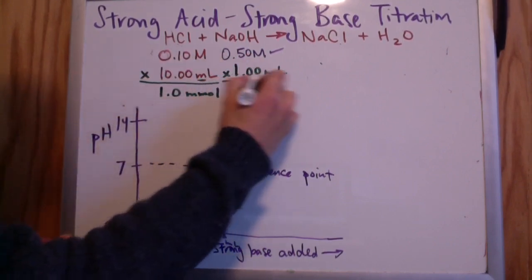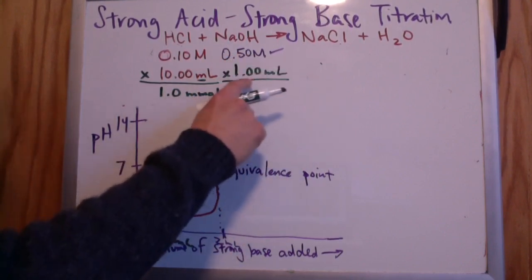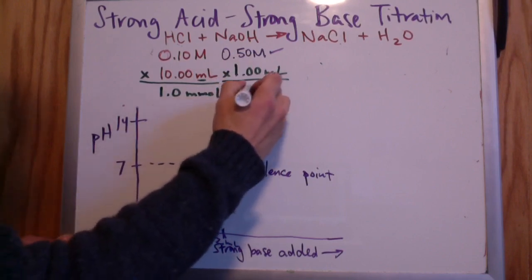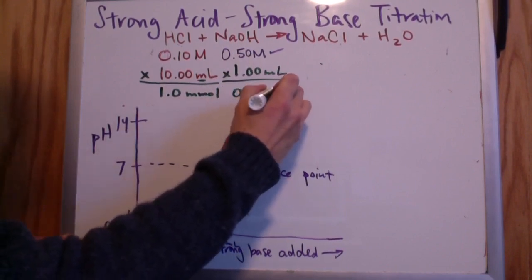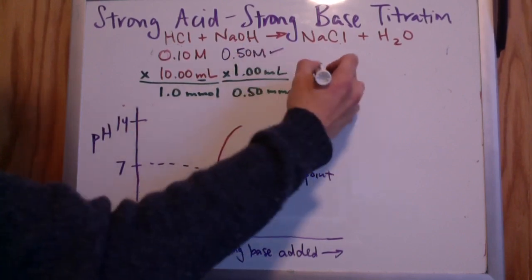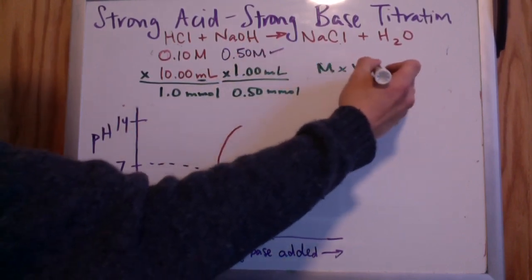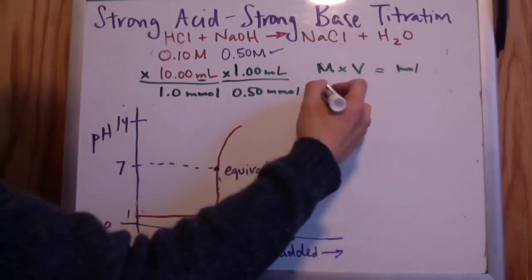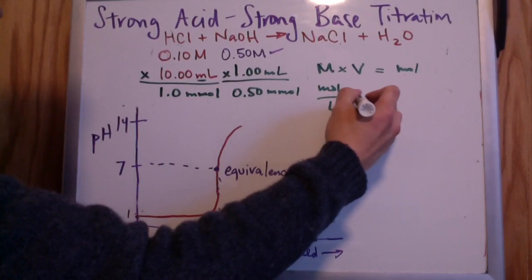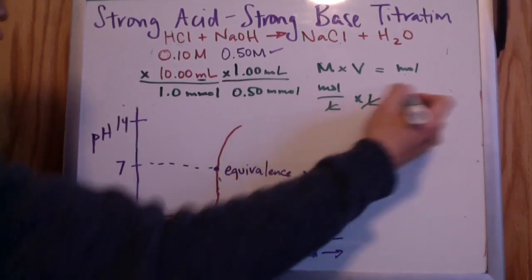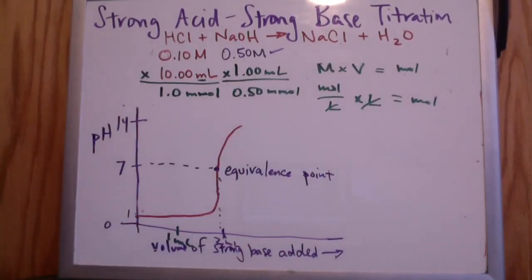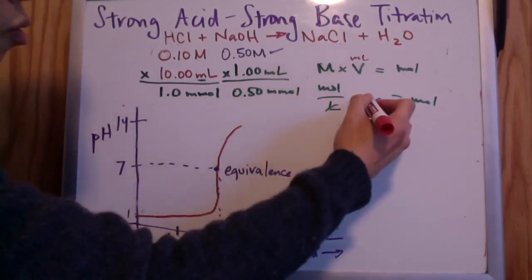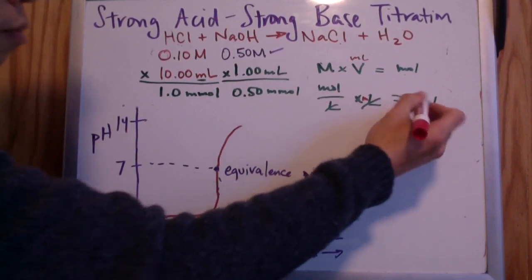Now we do the same thing over here. 0.5 molar times 1 milliliter. So 0.5 times 1 is 0.50. And then this would be milli and then moles. Because remember, molarity times volume equals moles. Because moles over liters times liters equals moles. So if we kept the milli, like in milliliter, then it would be millimole.